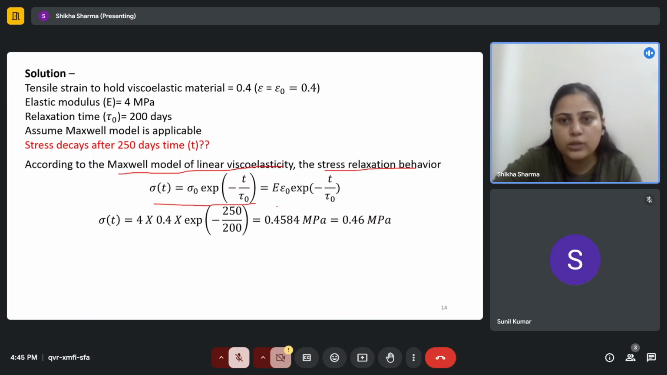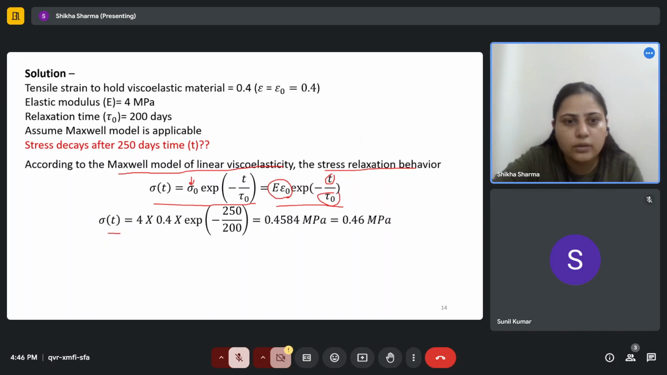What we can do is we can write this constant stress. Stress is nothing but strain into modulus. So modulus into the initial strain, we can write here in place of the constant stress, multiplied by exponential of minus t at any time divided by the relaxation time. So let's see what is there in our question.